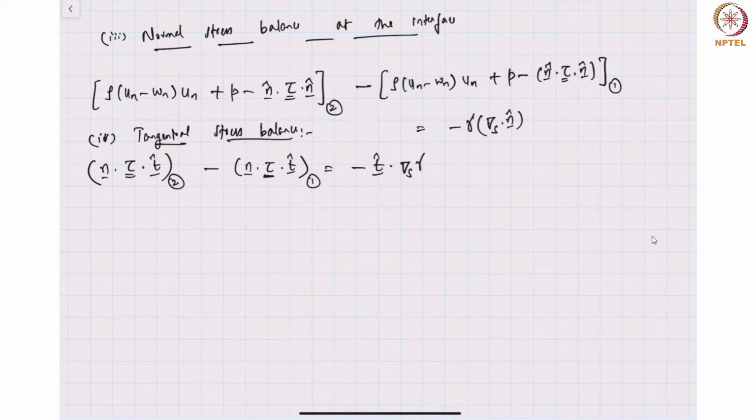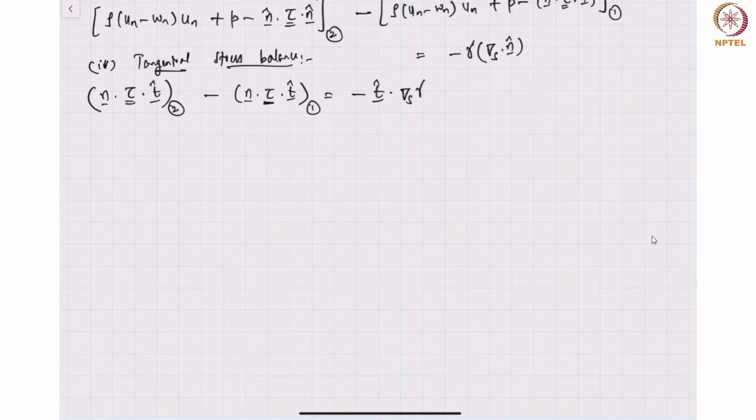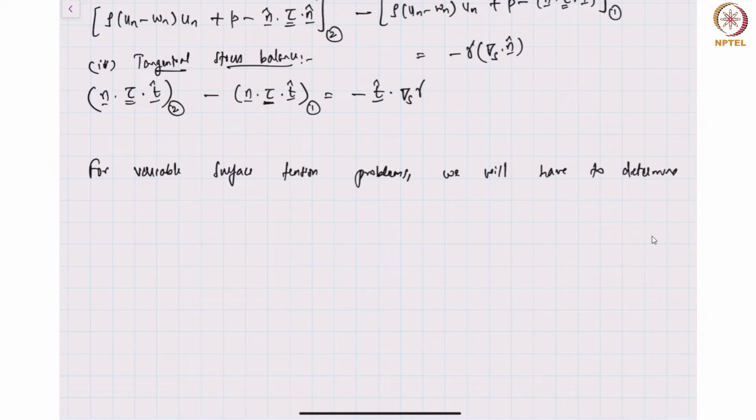We will need to know how surface tension itself is varying in space. For example, for variable surface tension problems, we will have to determine how surface tension is changing with position. With position, I'll call it as x bar.